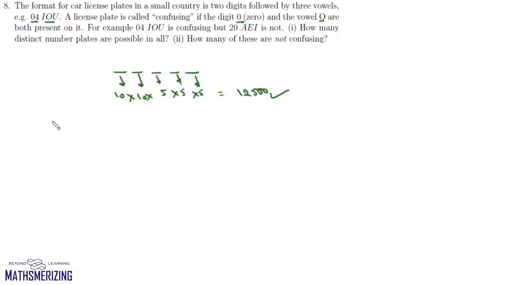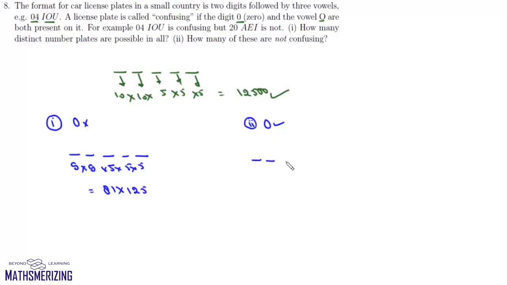Now we'll consider 2 cases. Case 1, when 0 is not present, and case 2, when 0 is present in the number plate. Now if 0 is not present, then we have 9 choices here, 9 choices here, and for each of the vowels we'll have 5 cases. So it'll be 5 into 5 into 5, which is 81 into 125.